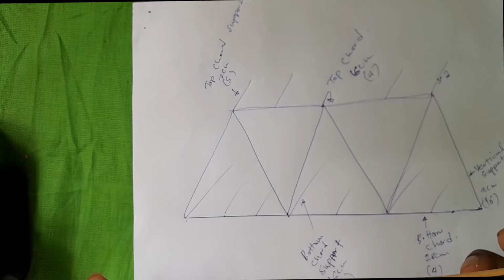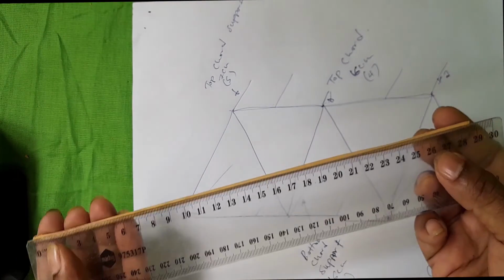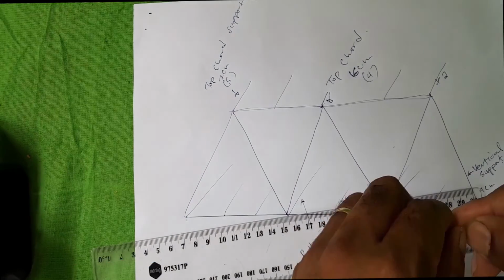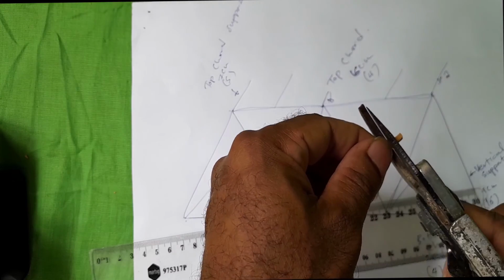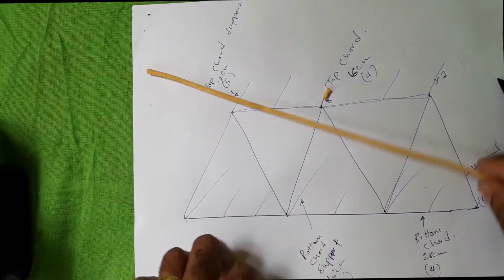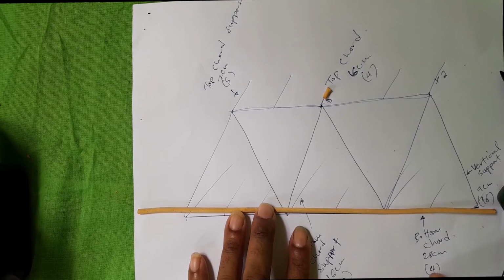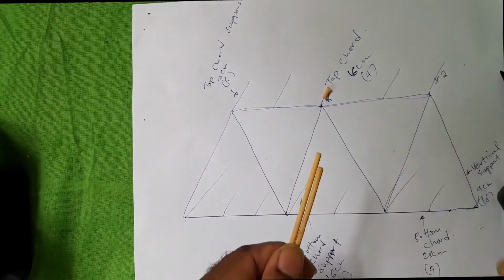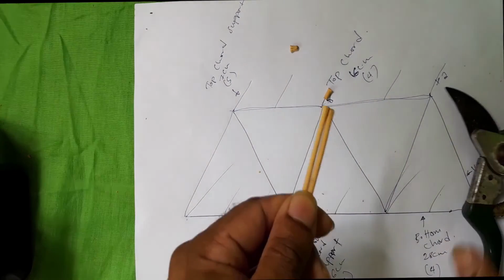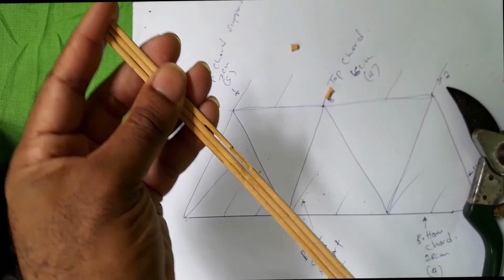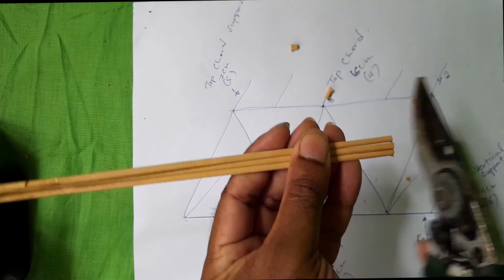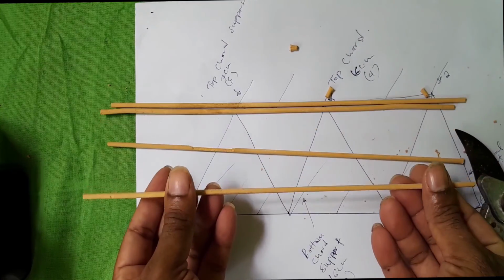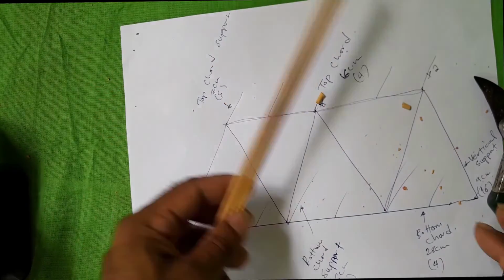The first thing that we will be cutting will be the bottom coat, which is 28 centimeters. So we measure it, cut it, and if you see, we need 4 pieces. We need 4 pieces of sticks to build the bottom coat. So once we have all the 4 pieces of sticks, we move on to the top coat.